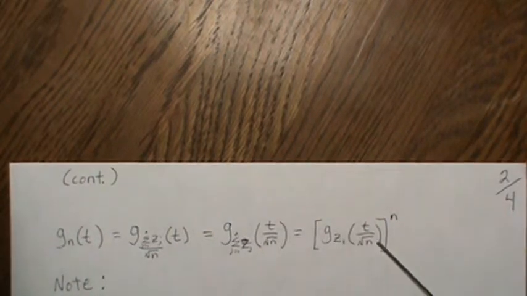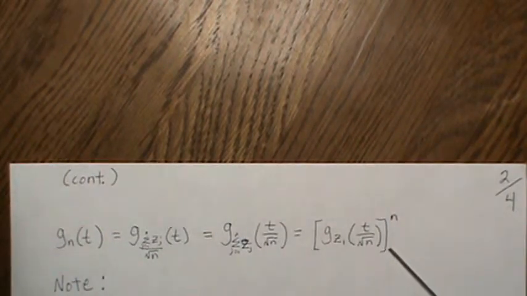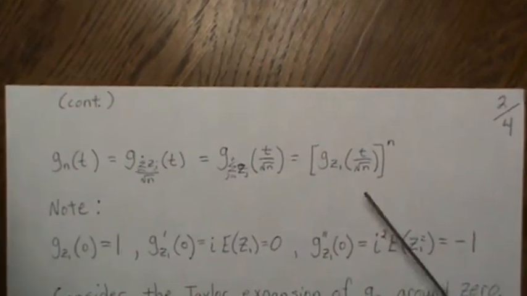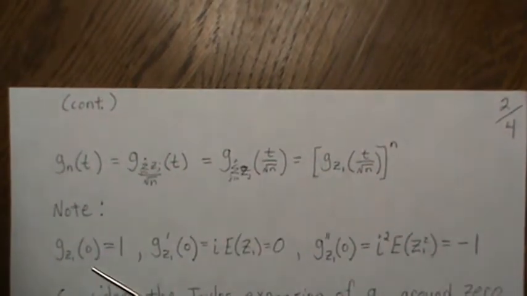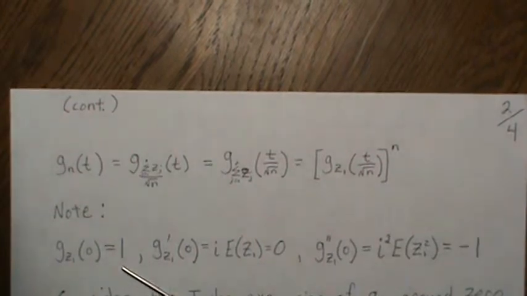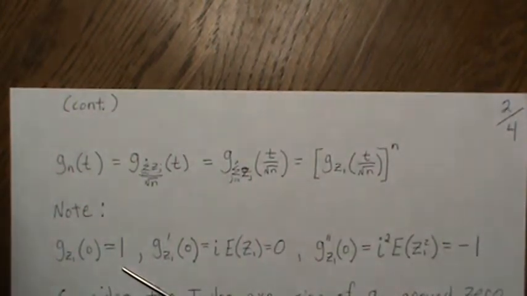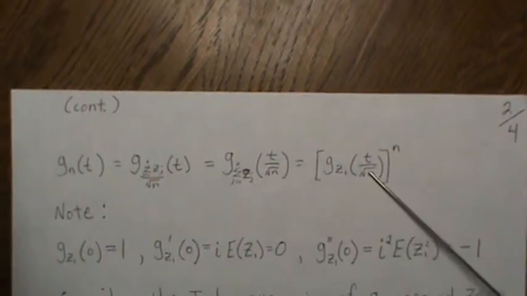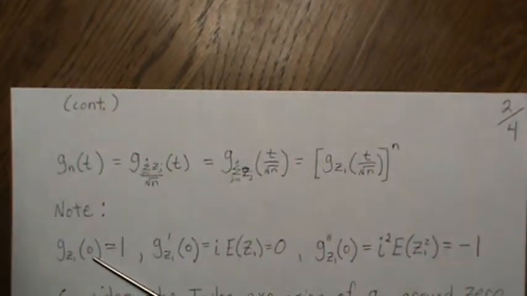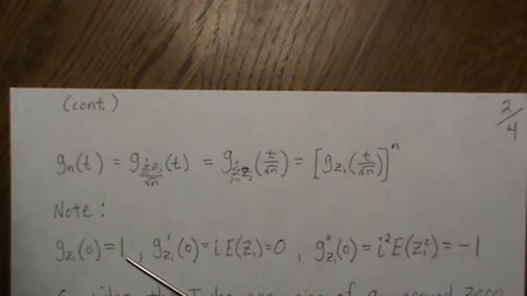So this is the characteristic function. We want to show that it converges to a known characteristic function. So now let's look at this for a second. If you evaluate it at 0, it's 1, because it's the expected value of e to the i t X divided by n. If you let t equal 0, it's 1.